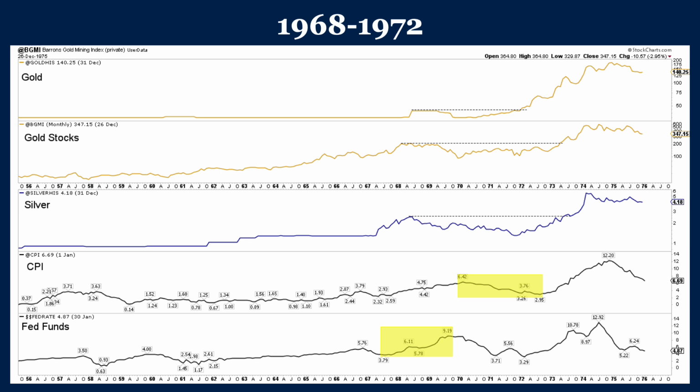Look at how long it took these markets to surpass their 1968 highs. Looking at silver, it took almost 5 years. I mean, you could say about 4.5 years for it to rally back to that 1968 high. For gold stocks, looking at that, pretty much the same, 4.5 years.